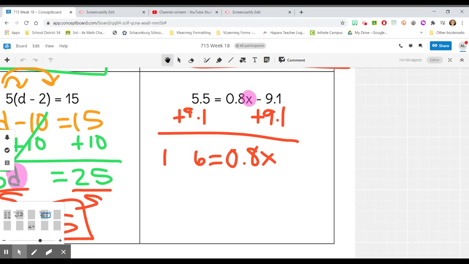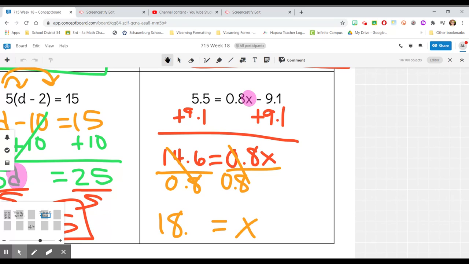Adding 9.1 to both sides, I'm left with 14.6 on the left and 0.8x on the right. Solve by dividing by 0.8 on both sides. And we end up with x is equal to 18.25. And that should be our final answer for today's problem.